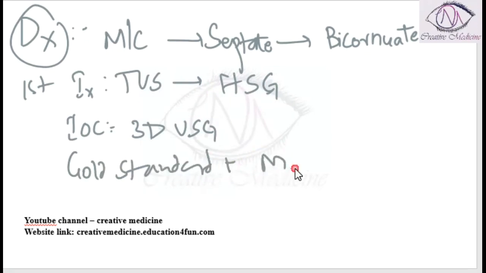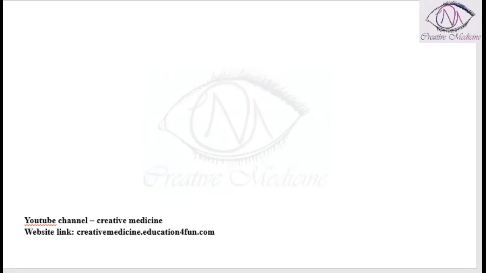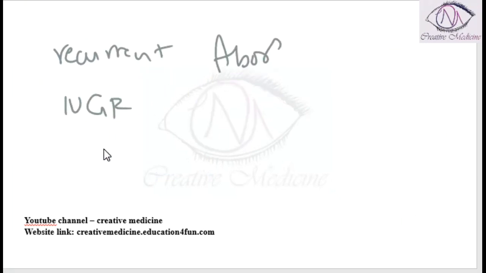Mullerian malformations can lead to problems in the pregnancy. Whenever there are Mullerian malformations, it can result in either recurrent abortions, especially in the second trimester, or it can result in intrauterine growth retardation, malpresentations, that is breech malpresentations, and preterm labor can occur.